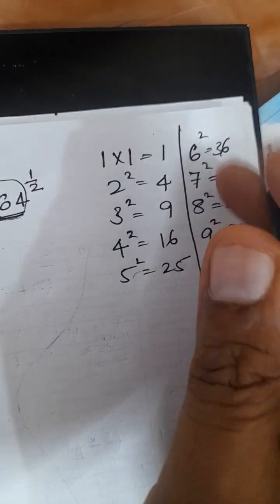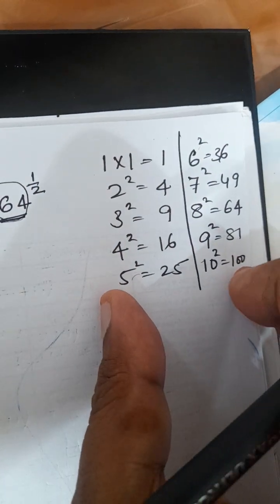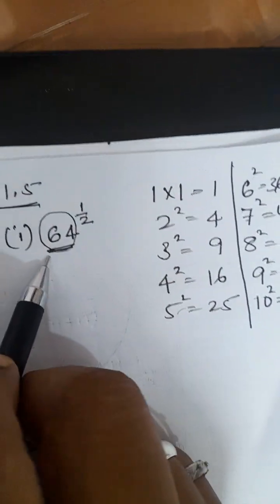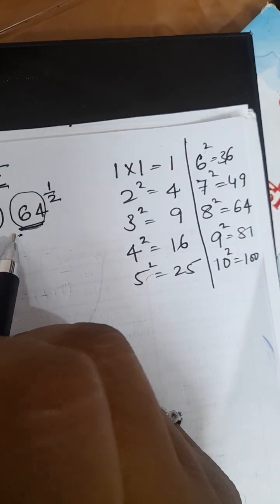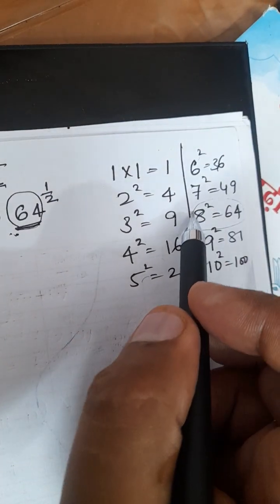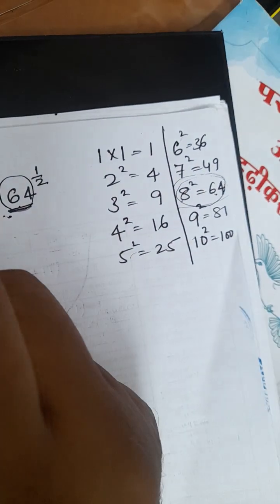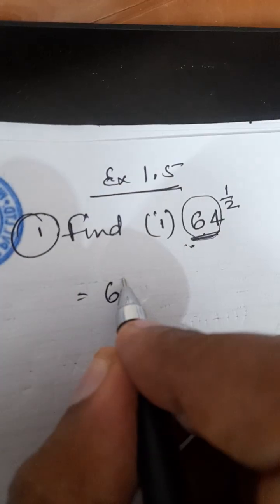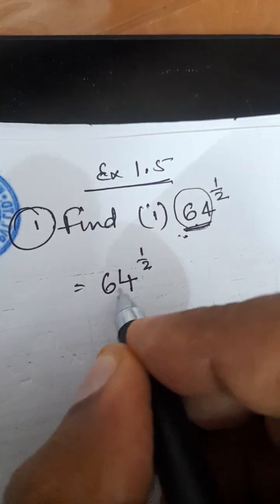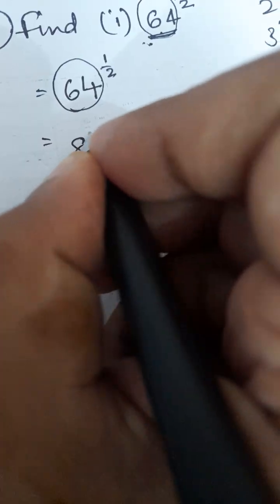I will go to the squares of other numbers later on, but right now you try to recollect these 10 square numbers. So the moment I see 64, it is a perfect square of 8. So instead of writing 64, I will write 8 square. So 64 to the power 1 by 2, 64 will be replaced by 8 square.